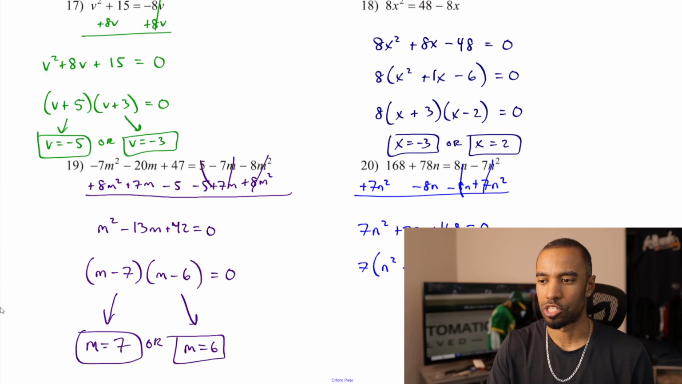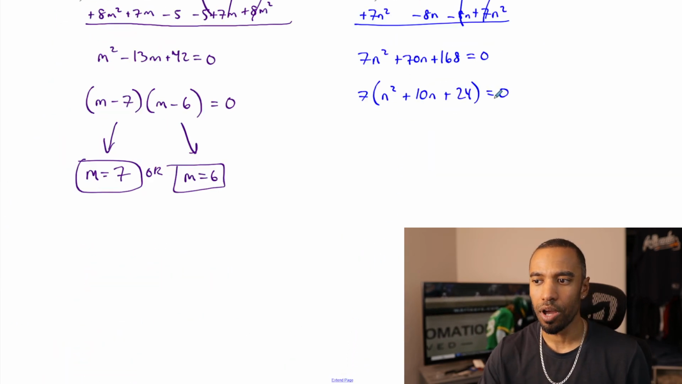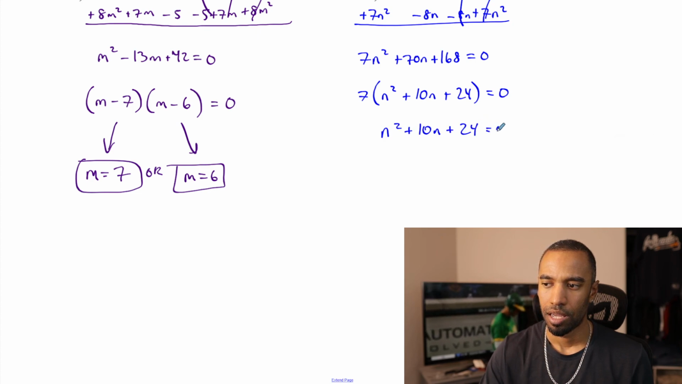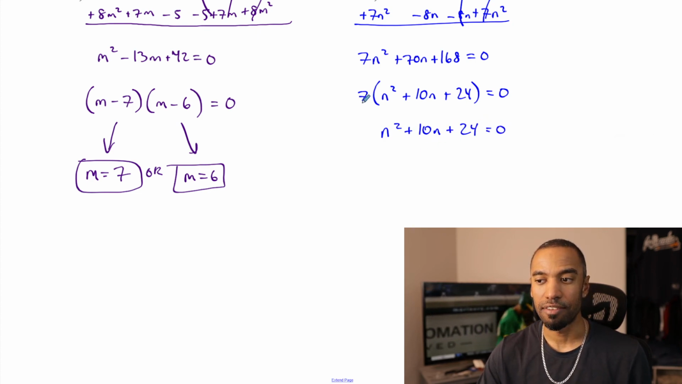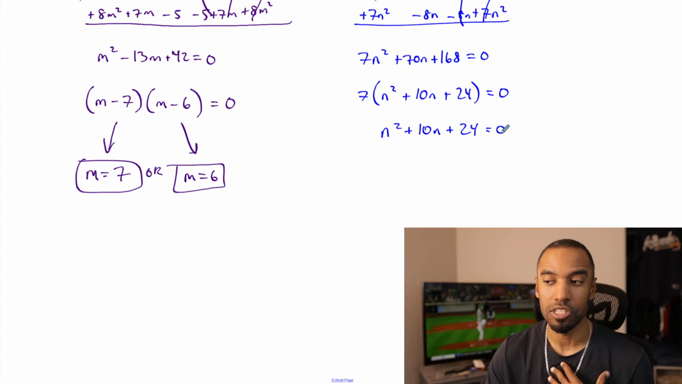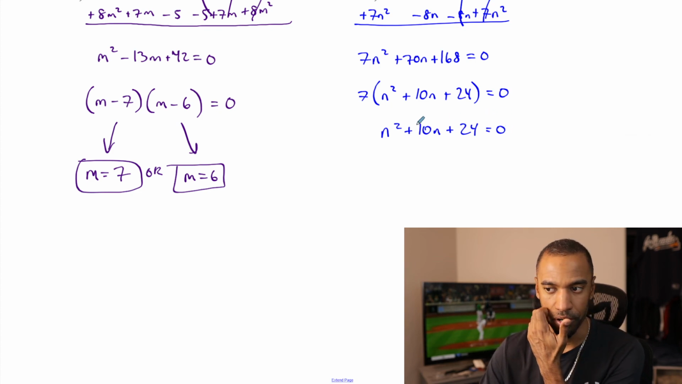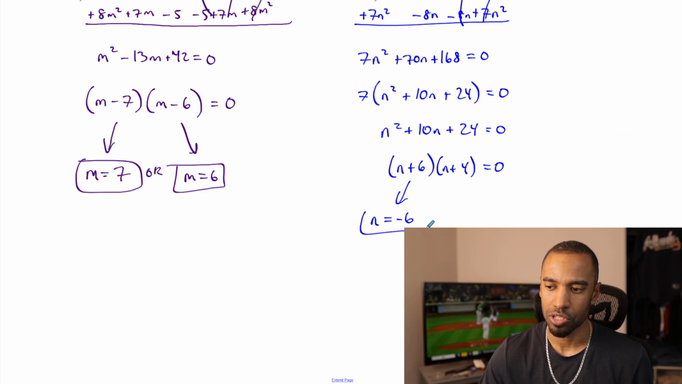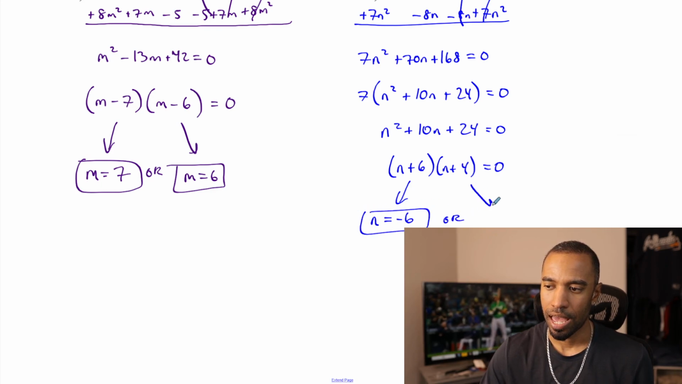All right, so let's see. That's going to be 7 times, I'm going to divide the 7. Let's divide the 7 out. And now remember, dividing the 7 out, I divide 0 by 7, but it's still 0. That's the point of what I'm doing there. Anyway, so this turns into n plus 6 times n plus 4 equals 0. Therefore, either n equals negative 6 or n equals negative 4.